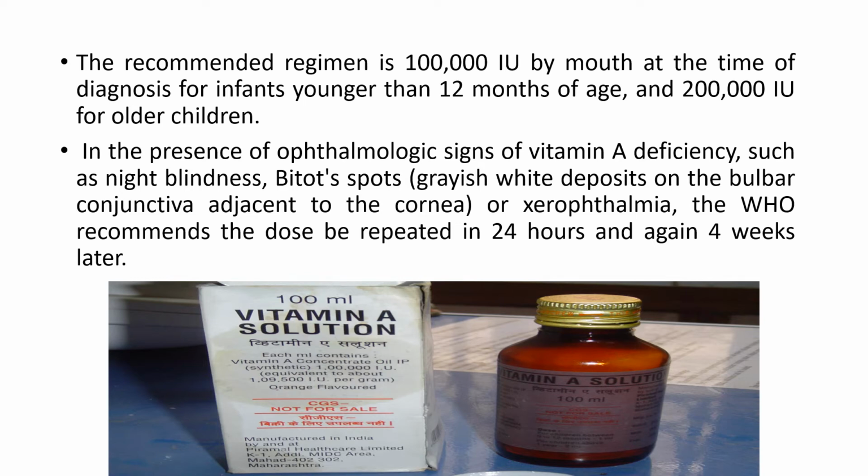But when there is presence of ophthalmologic signs of vitamin A deficiency, such as night blindness, Bitot spot, which is a grayish-white deposit on the bulbar conjunctiva adjacent to the cornea, which in fact I've discussed in one of your problem cards, or xerophthalmia, the World Health Organization recommends the dose to be repeated in 24 hours and again 4 weeks later.